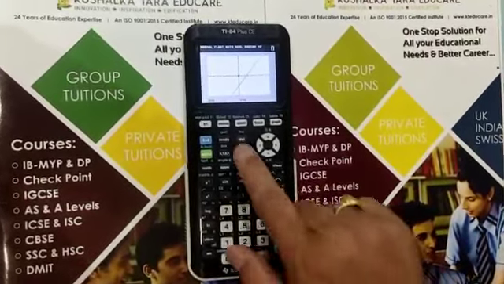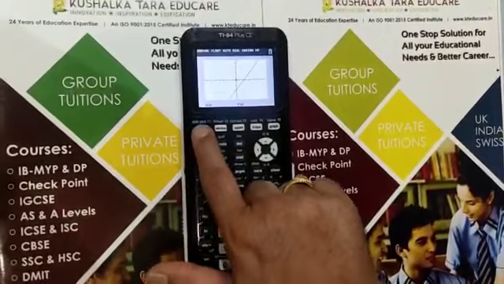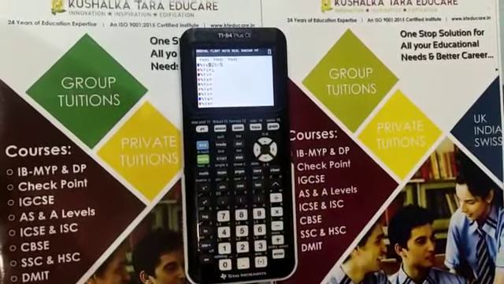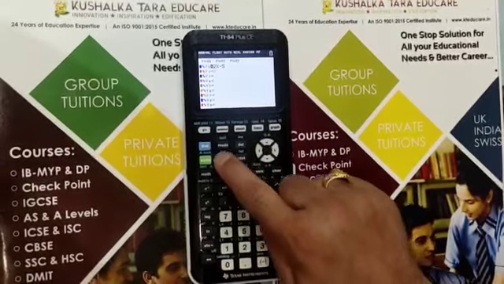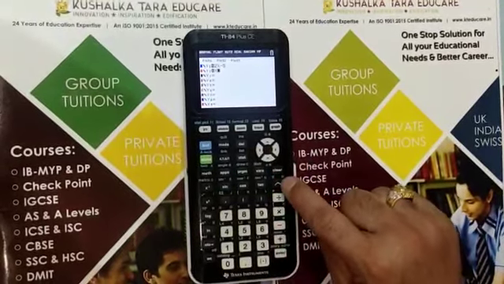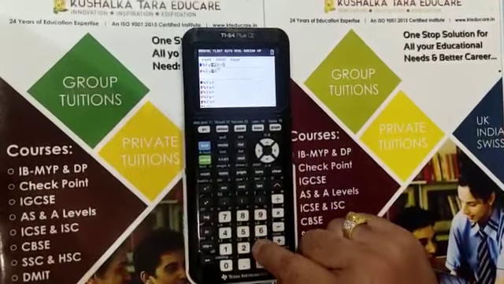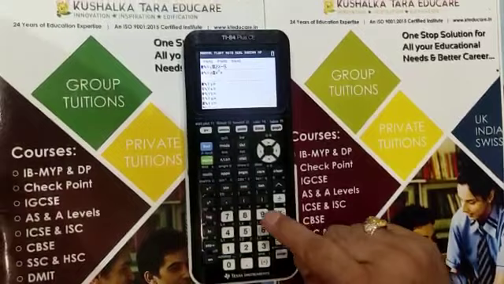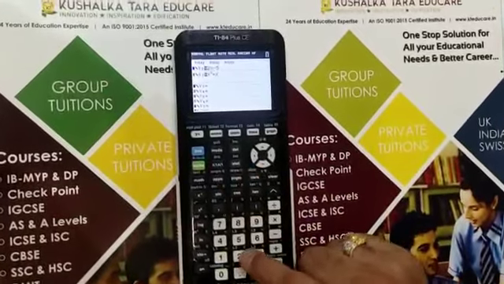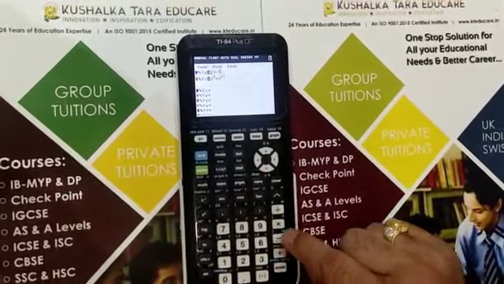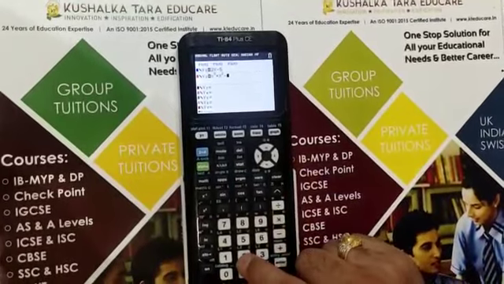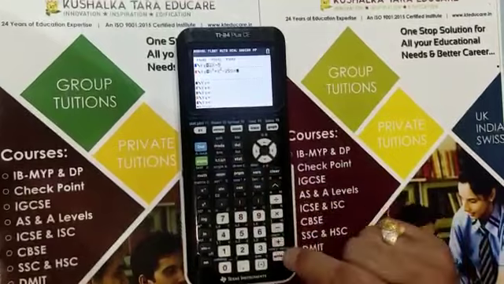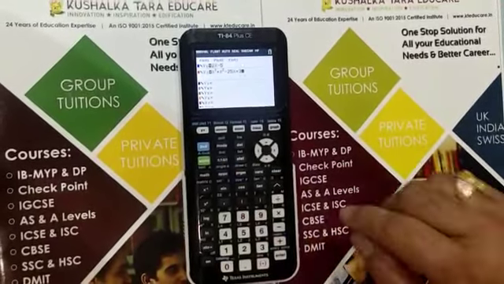Now if I want to plot another graph in this window, I'll again press Y= and scroll down to Y2, and let's take a cubic equation. I take x, then press the up arrow to select the cube, let's take a cubic polynomial, and then I select plus, again x squared, and then minus 25x plus 3. So that's a cubic polynomial.